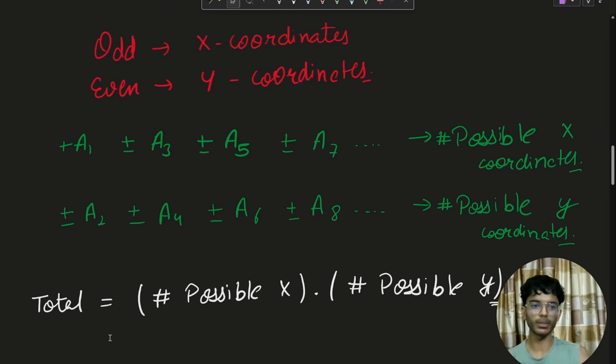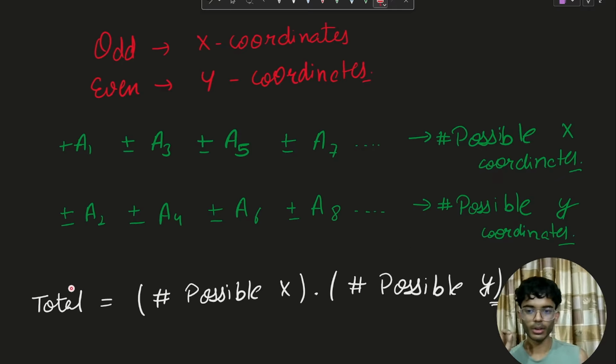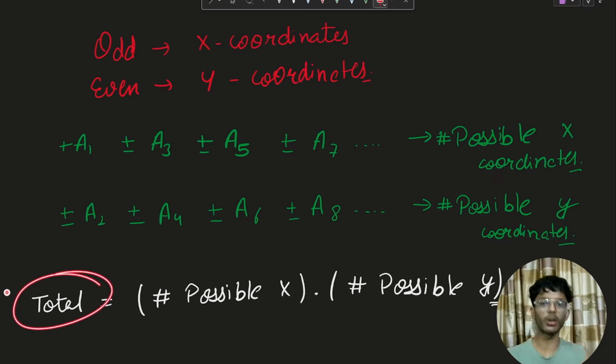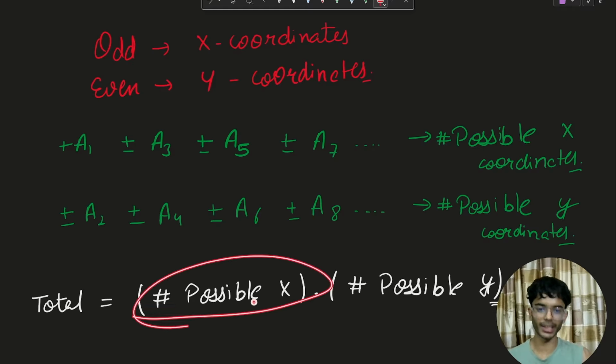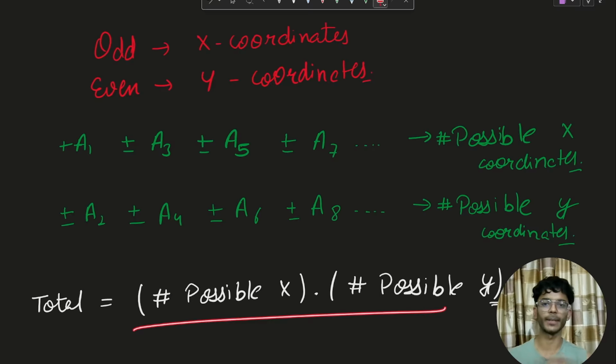And what would be the total number of values of xy coordinate? It would be their product, right? Because they are independent, so it would be their product. So the total number of end coordinates our robot can end up on would be equal to the number of possible x coordinates we can have multiplied by the number of possible y coordinates we can have. And we want this product to be equal to n, right? Makes sense, right?